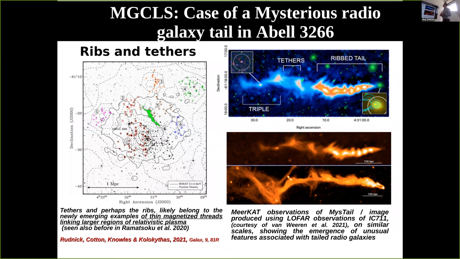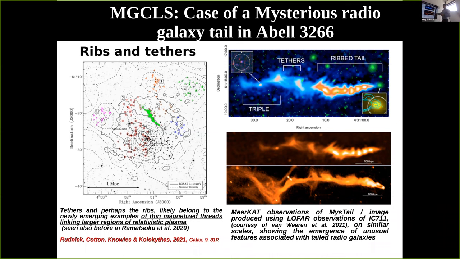I'm going to focus here on the case of a mysterious radio galaxy tail in Abell 3266. On the left, you can see in green the relative location of this radio tail in comparison to the core of the cluster. And on the right, you can see the radio emission overlaid on the optical emission. What we are able to see is quasi-periodic brightness patches that continue up to the existence of tethers and filamentary structures, or till the end of this source.